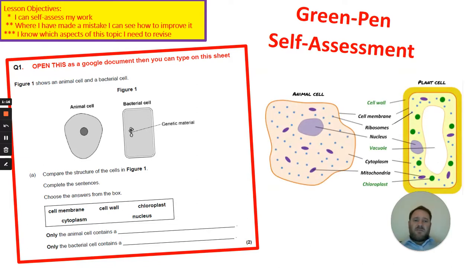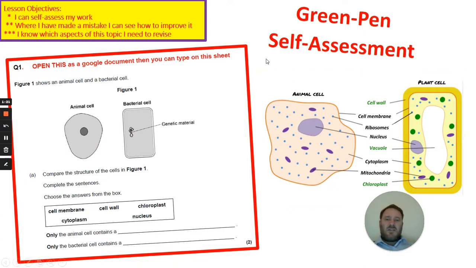So the first question is looking at an animal cell and a bacterial cell, and you can use your knowledge of an animal cell and a plant cell to help you out here. And it asks you, the first question, only the animal cell contains a what? Now it's multiple choice: cell membrane, cell wall, chloroplast, cytoplasm, nucleus. And you just look at the picture, you see there's a great big black splodge in the middle of the animal cell, and of course that is the nucleus. So tick it if you got that one right, please. If you didn't, then it's your time to correct it now, please.